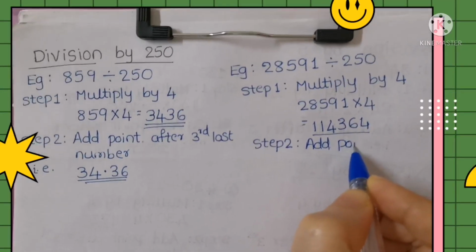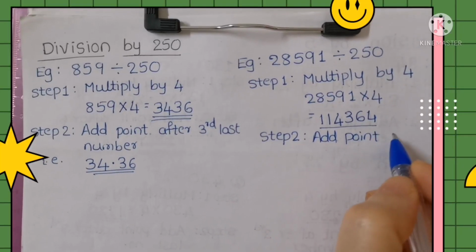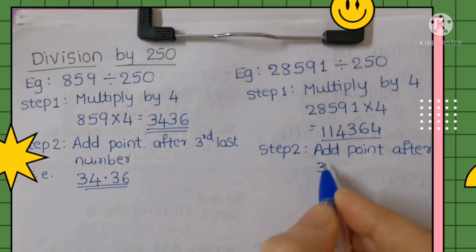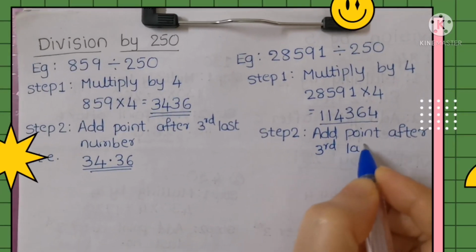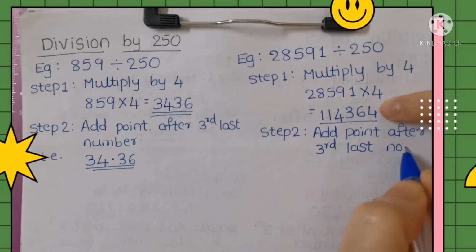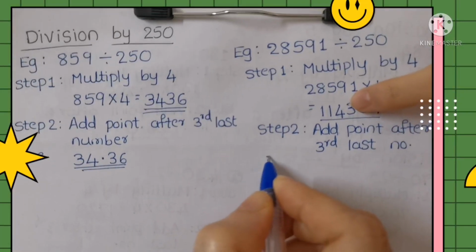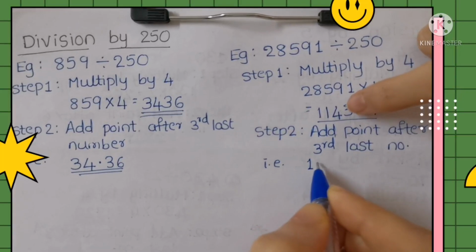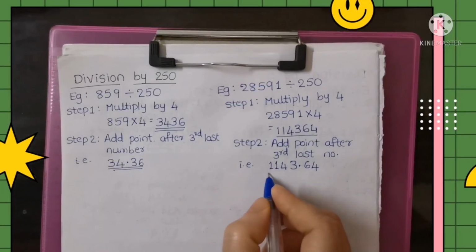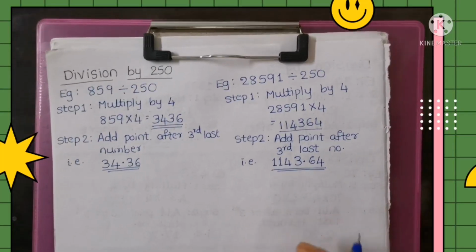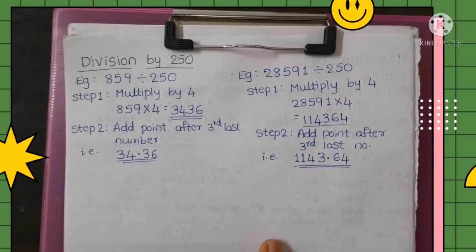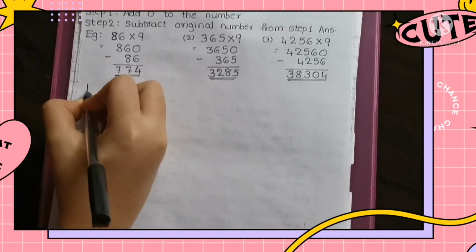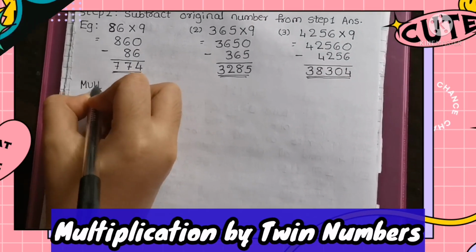So let's move on to our step number 2. In step 2, we have to add a point after the third last number, as we saw in our first example. In this number, our third last number is 3. Last, second last, third last, and we have to add a point after 3. So the answer is 1143.64.